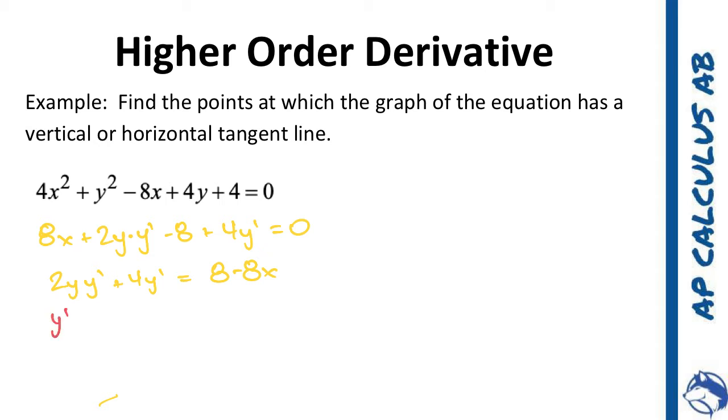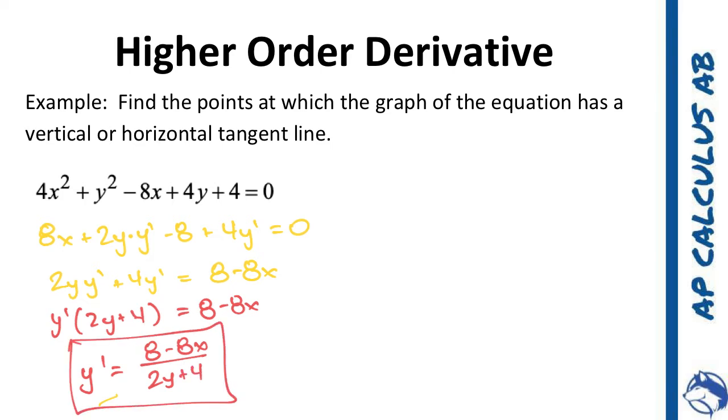So now I'm going to get my y primes alone. So it's y prime times 2y plus 4 is equal to 8 minus 8x. And at this point, I'm dividing by that 2y plus 4 to give me my y prime, which is equal to 8 minus 8x, all of this over 2y plus 4. Okay, so that's my first derivative, and I'm going to use that to solve this problem.